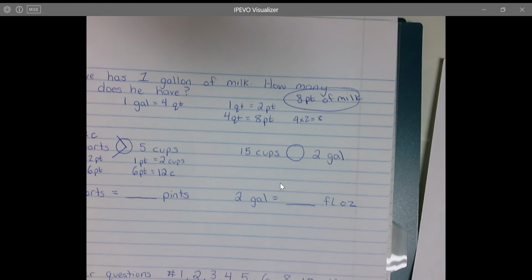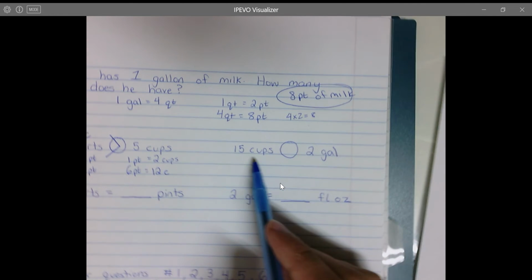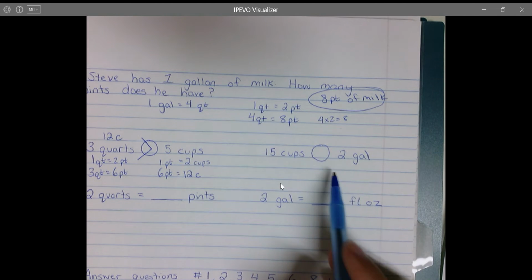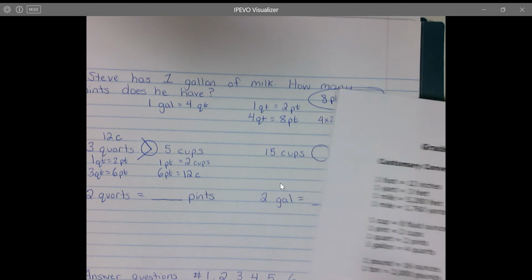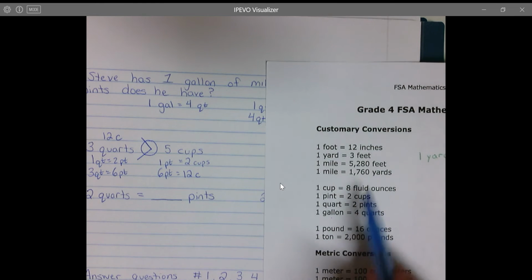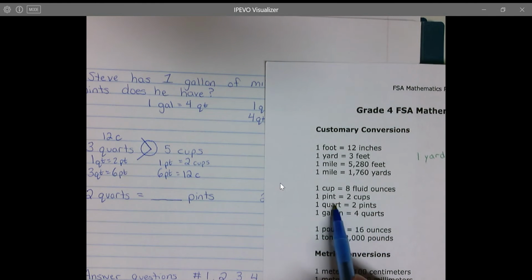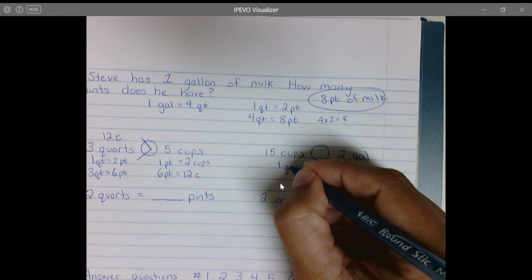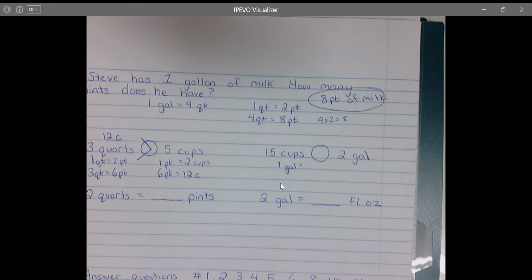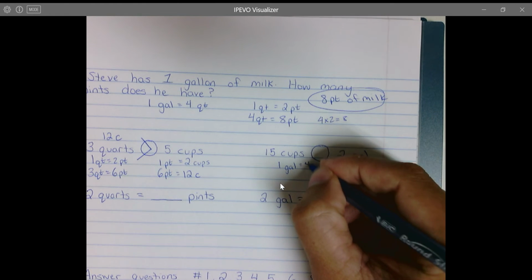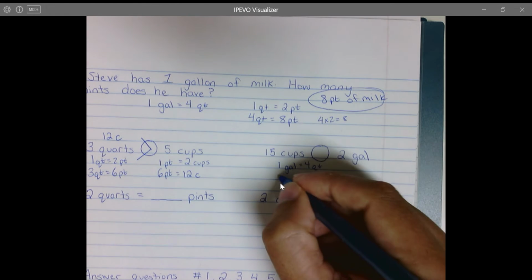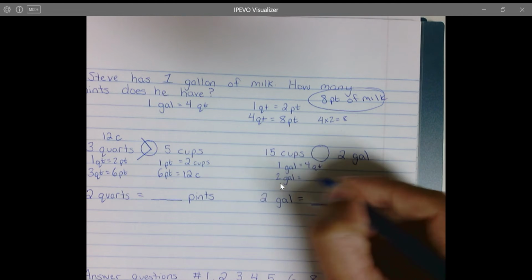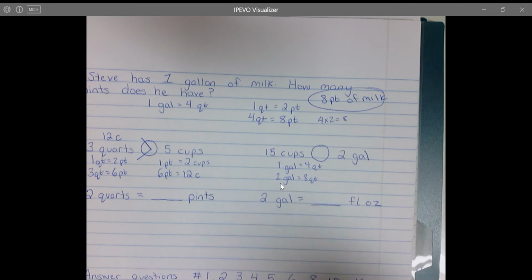All right, next one I have cups and gallons. So again, it doesn't look like I have a cups to gallons conversion. I'm going to have to work my way down. I'm going to have to go from gallons to quarts, quarts to pints, and then finally pints to cups, working with that 2 gallons. Well, 1 gallon has, looking at my reference sheet, 4 quarts. So 2 gallons must be 8 quarts.